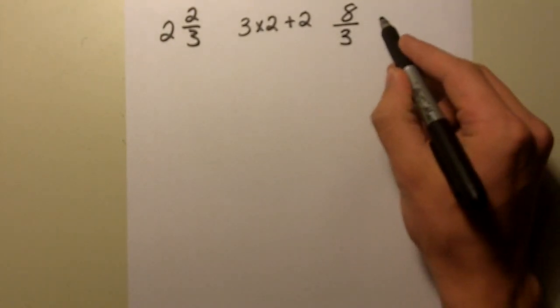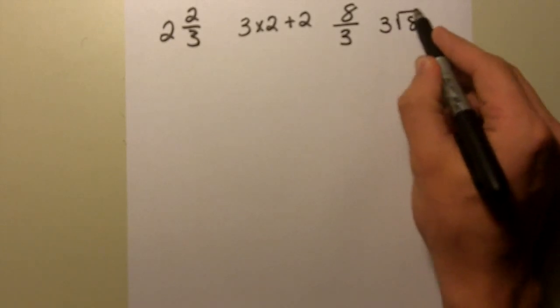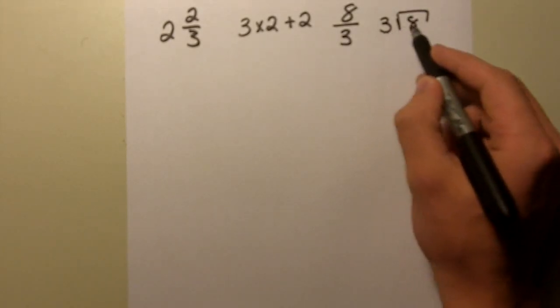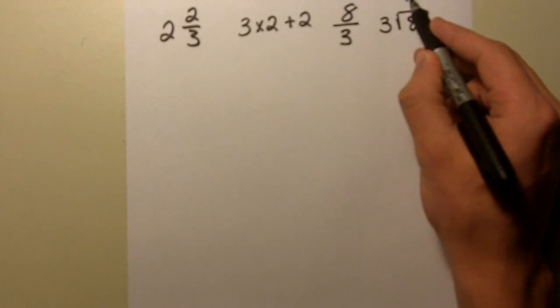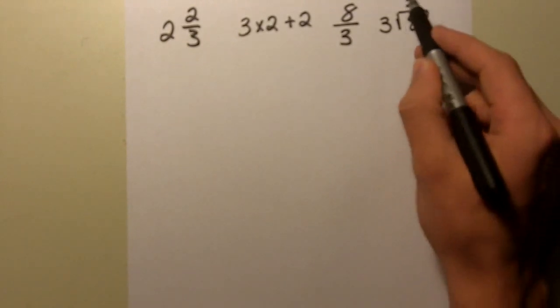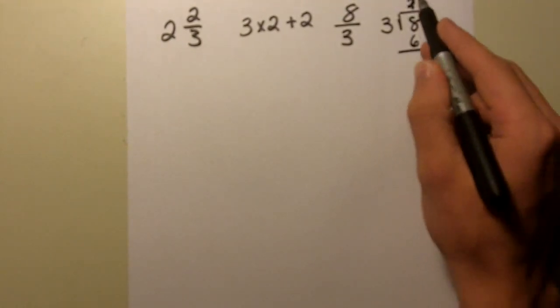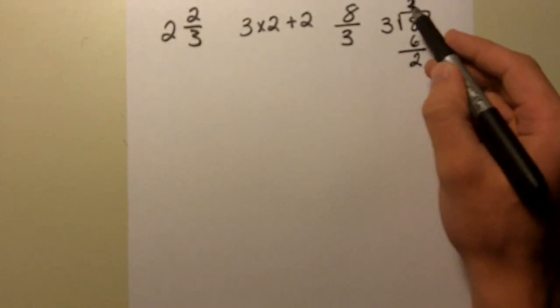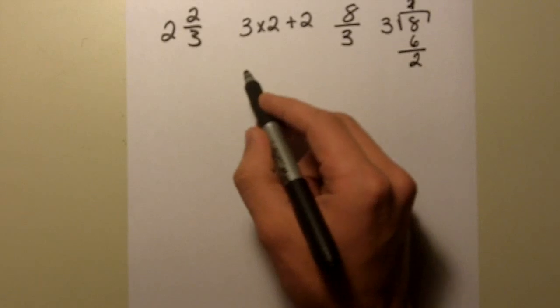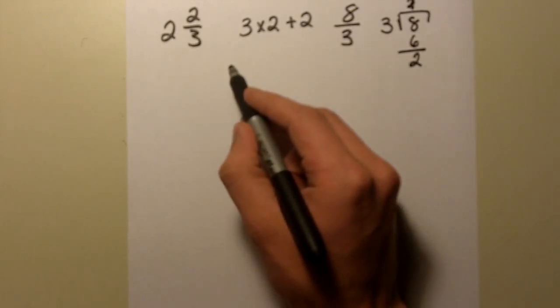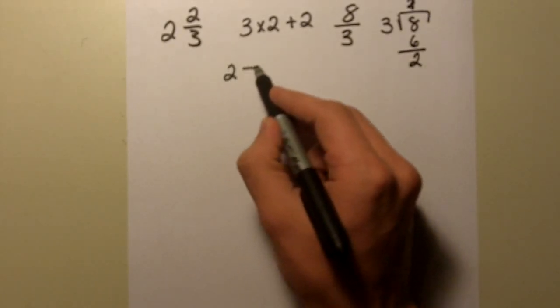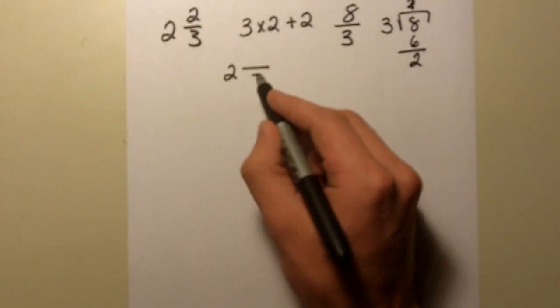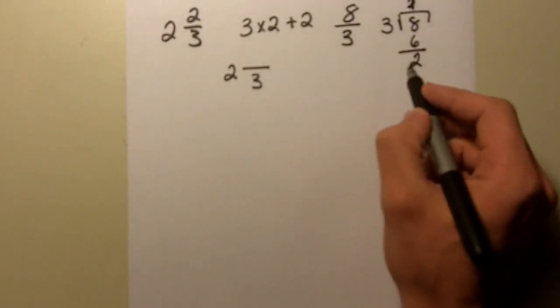Because if we were trying to put 3 into 8, 3 would go into 8 twice, right? So that would be 6. And you'd have the remainder of 2. So then you'd have your whole number, which is 2. You have the denominator, which you keep the same, and you have the remainder here, excuse me.